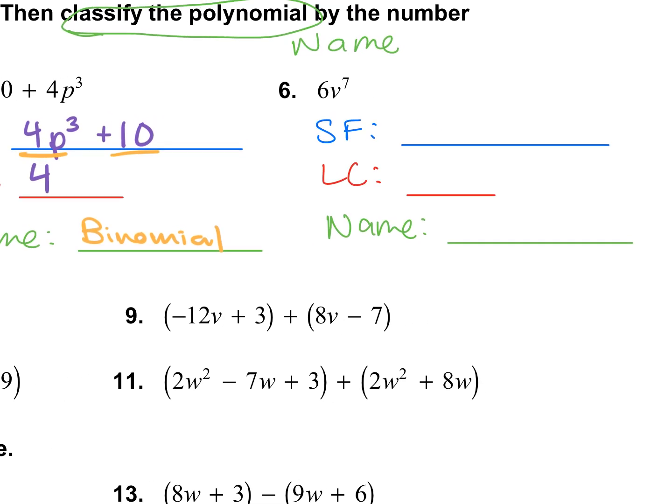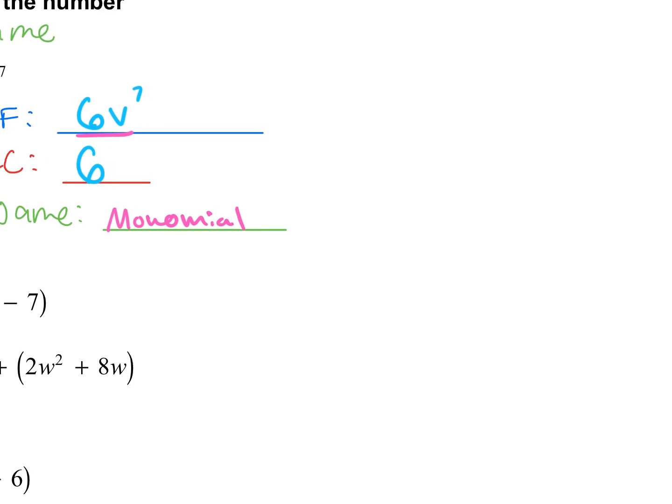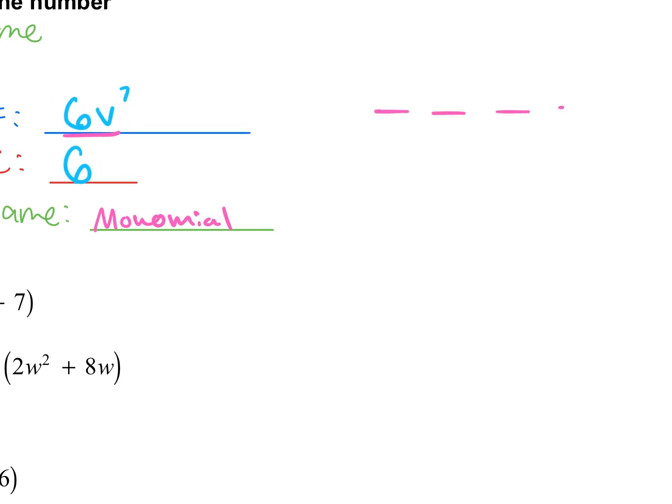All right, number 6. We only have 1 term, so standard form would just be 6v to the 7th power. What's our leading coefficient? 6. It's just the number in front. And then we have 1 term. So what do you call something with 1 term? Monomial. What if something had 4 terms? What would we call that? Polynomial.